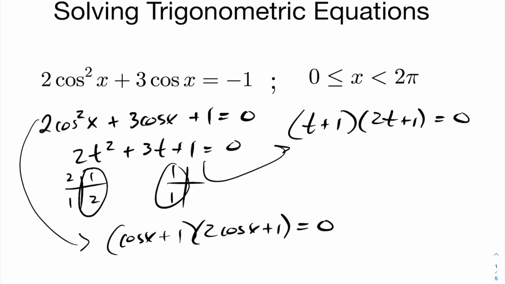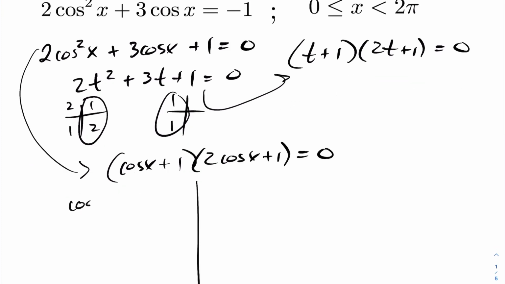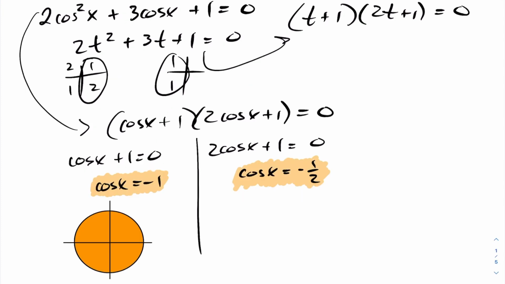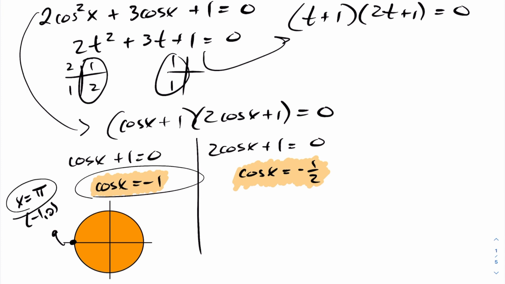So now we're in a situation where we have the product of two expressions as 0. The only way that can happen is either cos of x plus 1 is 0 or 2 cos of x plus 1 is 0. So solving for these here, we get cos of x is -1 and -1/2. Now, on our unit circle, where is the cos of x equal to -1? That's going to happen right here, and that relates to an x value equal to pi. So therefore, when x is pi, we have cos of x equal to -1.